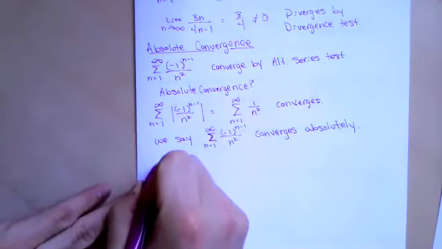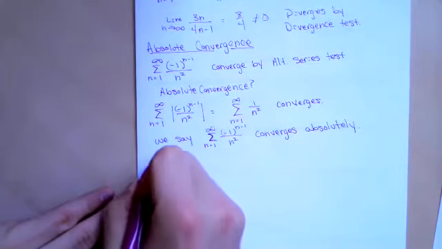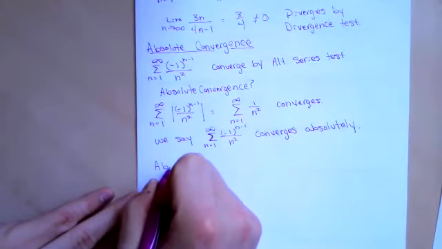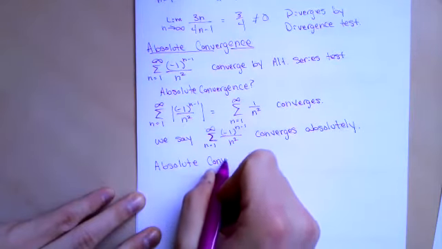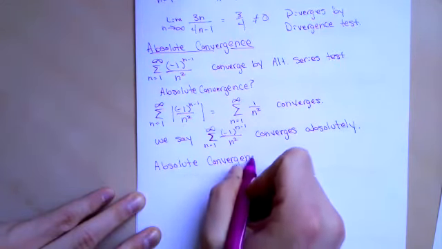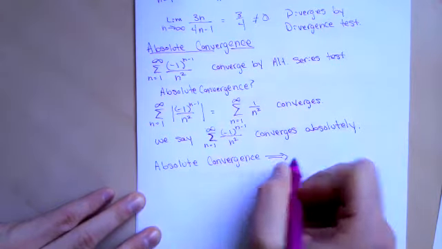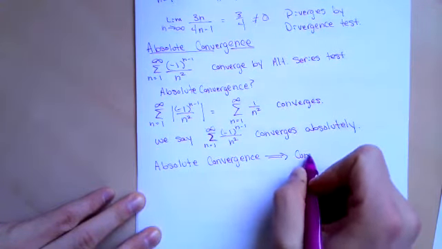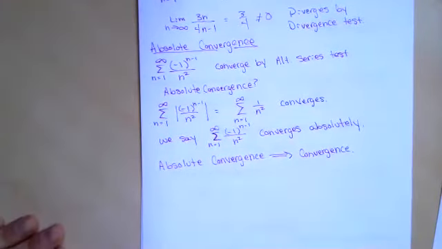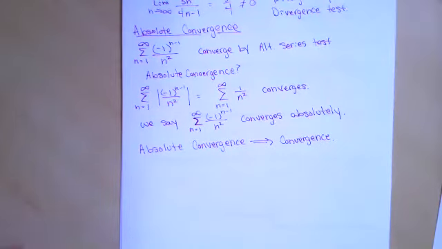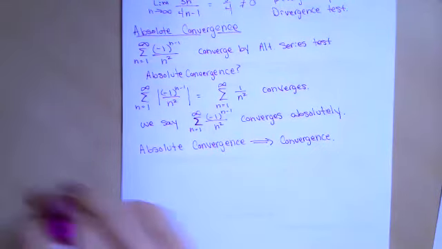So any series that converges absolutely will converge without the absolute values. So absolute convergence implies convergence. So this will be somewhat useful in these alternating series. It's more useful in the ratio test, which is coming up.